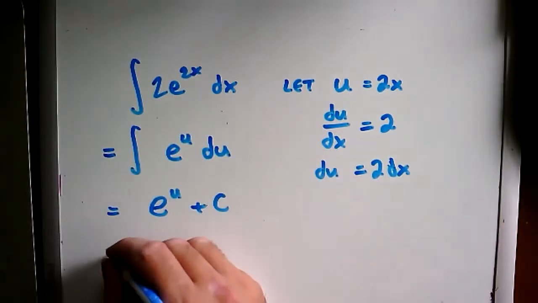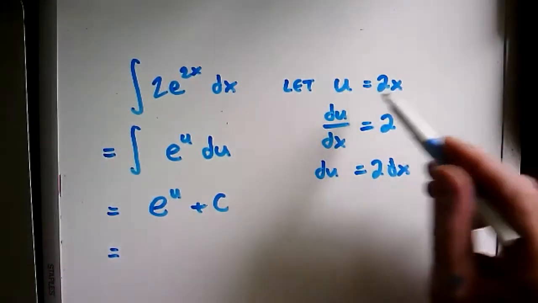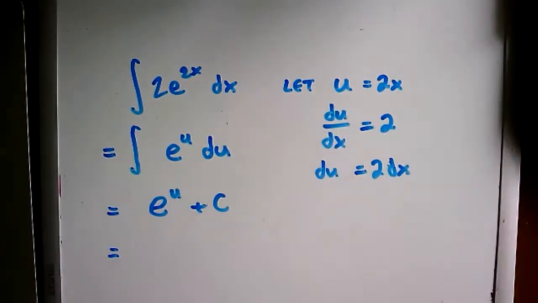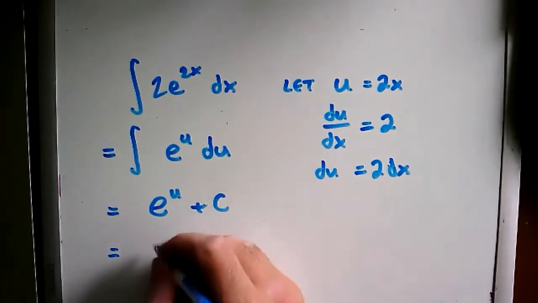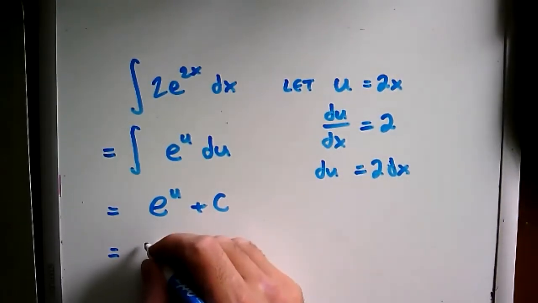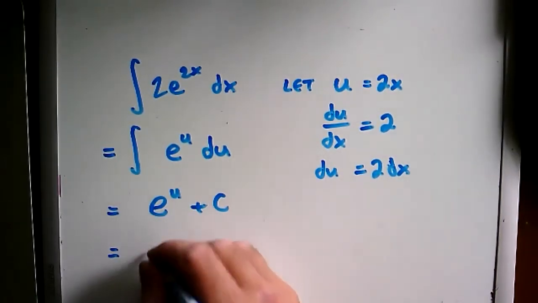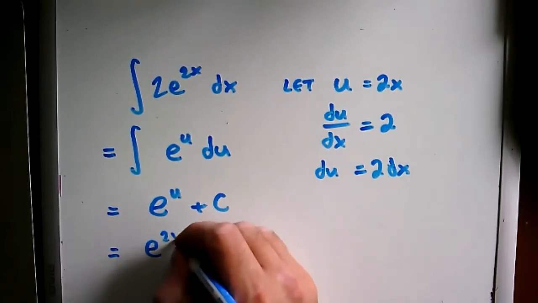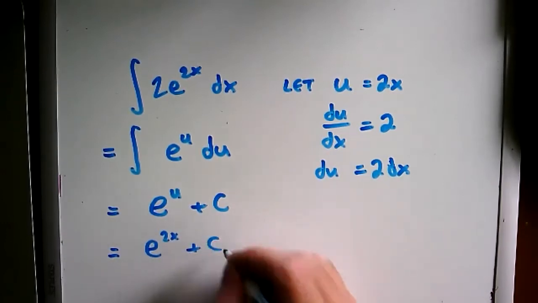And then our last step here is to remember that that u that we created, we created for our own purposes. That wasn't part of the original problem. Someone else could have made a different choice for u. Someone else could have used a different variable. So we don't want to give an answer that has this unknown variable here. So the last thing I'm going to do is rewrite my answer using x's instead of u's. And so e to the u is just e to the 2x plus c.